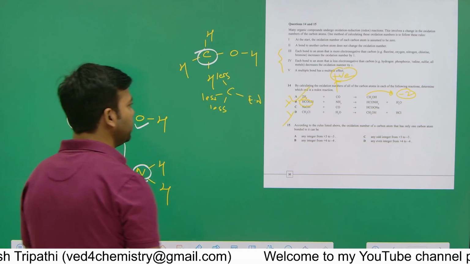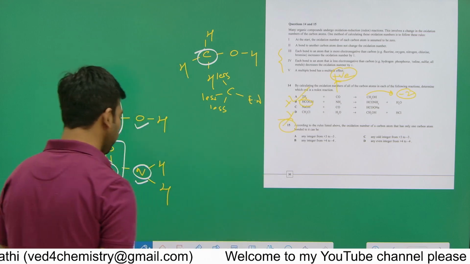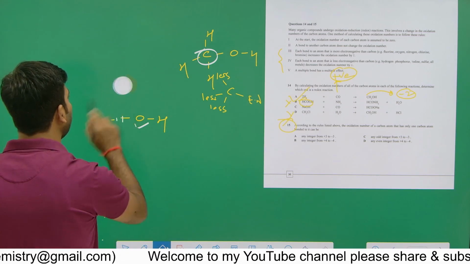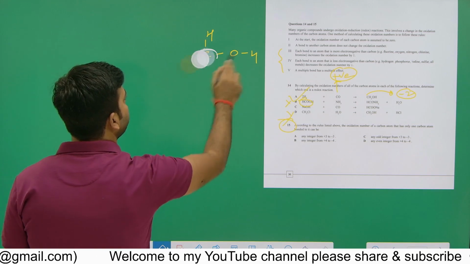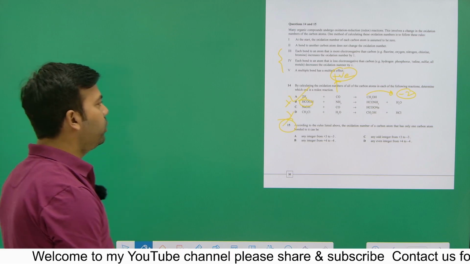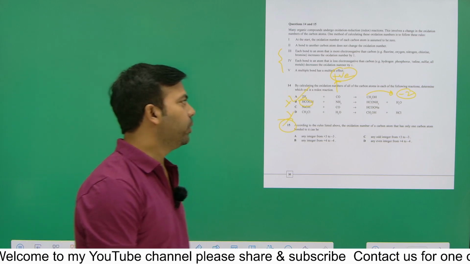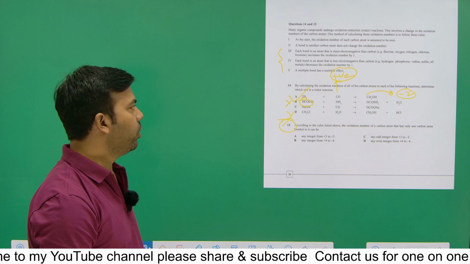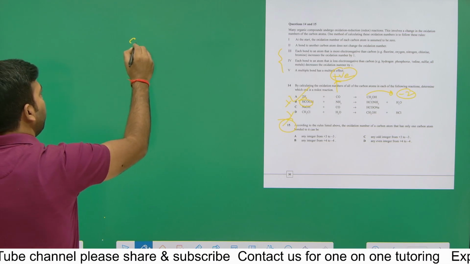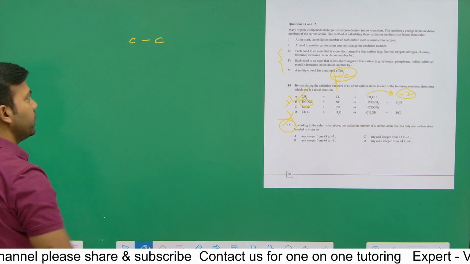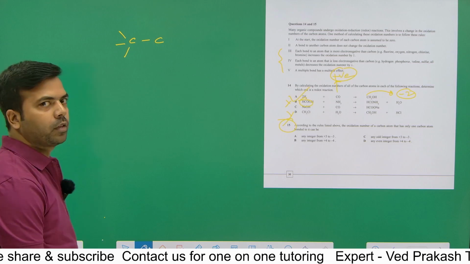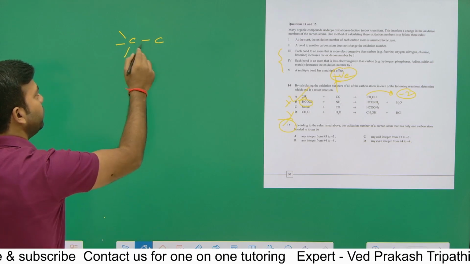So let's discuss question 15. According to the rule listed above, the oxidation number of a carbon atom that has only one carbon atom bonded to it can be... So look here. Carbon has 4 valency, in which one is fixed. Now the rest is 3. Clear? So carbon-carbon change will always be 0.